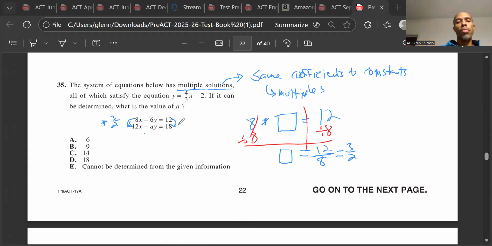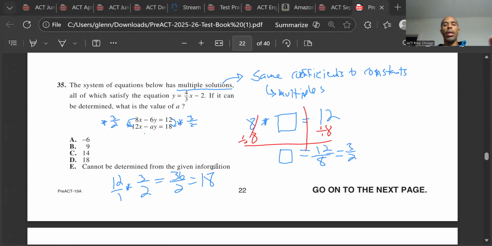And if you checked, you would see that 12 over 1 times 3 over 2, we should get 18, right? This is 36 over 2, which is 18. You see that? So you see what happens?